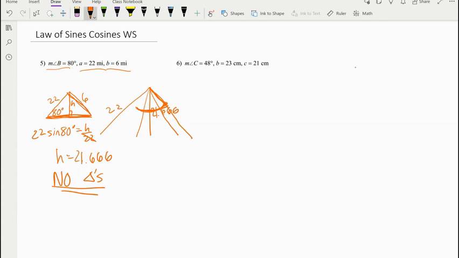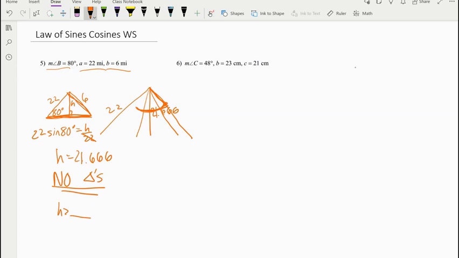With the height as large as it is, there's just no way for that 6 to reach the opposite side. So again, with the quote unquote ambiguous case of law of sines, because the height is greater than the length across from the given angle, that means there's going to be no triangles.